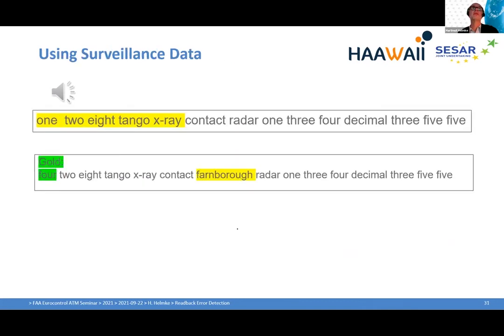So here, this example shows some good news. 28 Tango X-ray, contact Lambda radar 134.355. This was really the output of the speech recognizer, but what really was said was 428 Tango, or at least we believe that the ATCO has said that. But both are wrong: what was understood by the speech recognizer, but also what we thought was said.